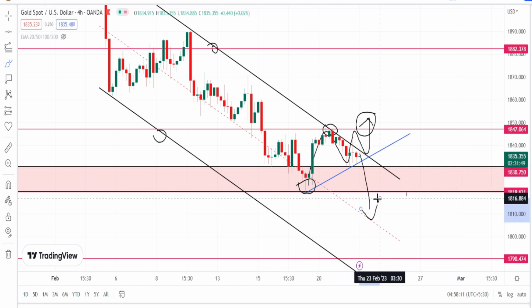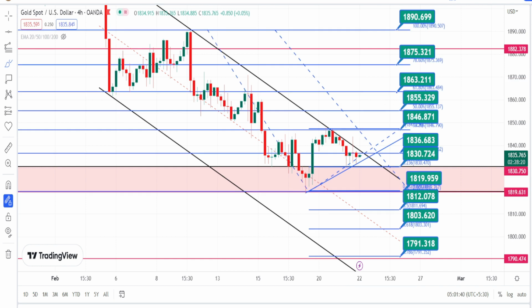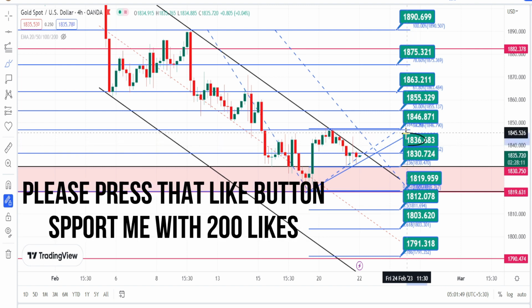For now, we are noticing the price action to be consolidating within this support line and the resistance line. And as long as the price action is trading above this support line, we can expect the bullish side retracement to continue in 4 hours time frame. So in 4 hours time frame also, we are looking the possibilities of the bounce back on the bullish side retracement. So when we look at the support and resistance levels for 4 hours time frame, currently the price action is trading between the resistance level of 1836 and support level of 1830.